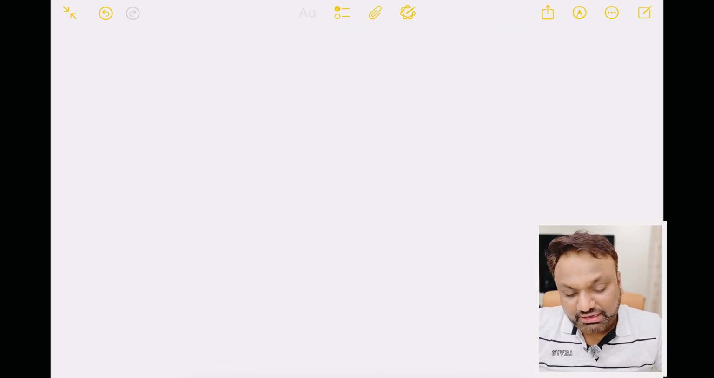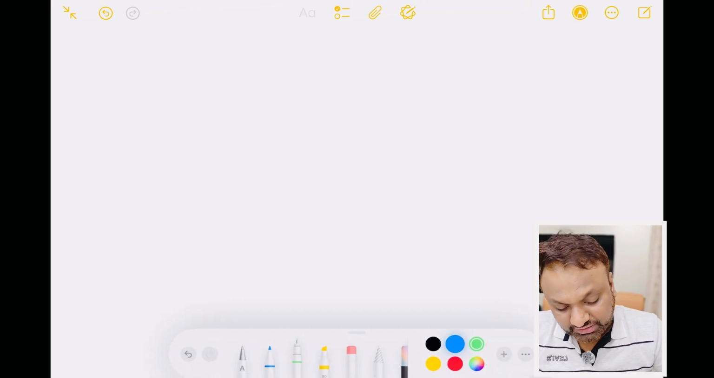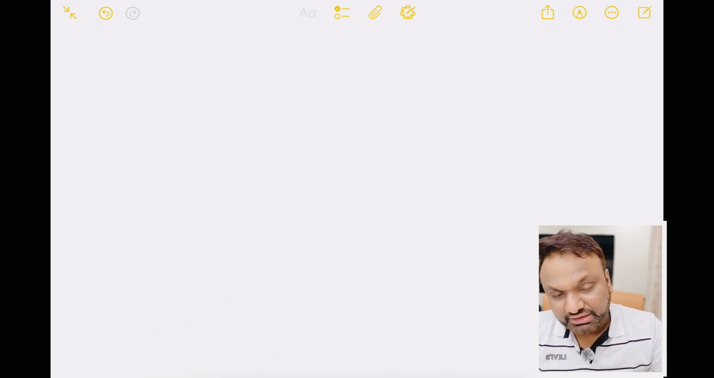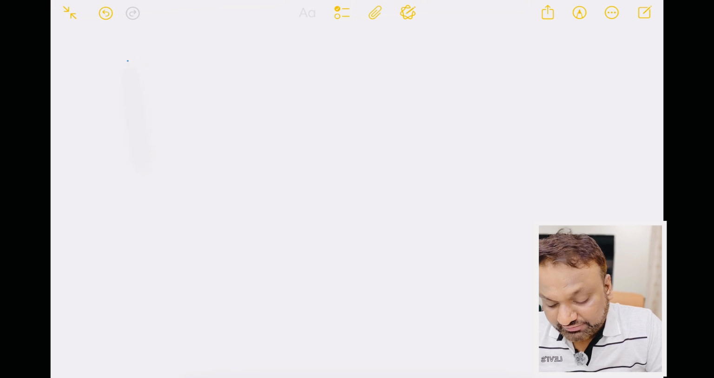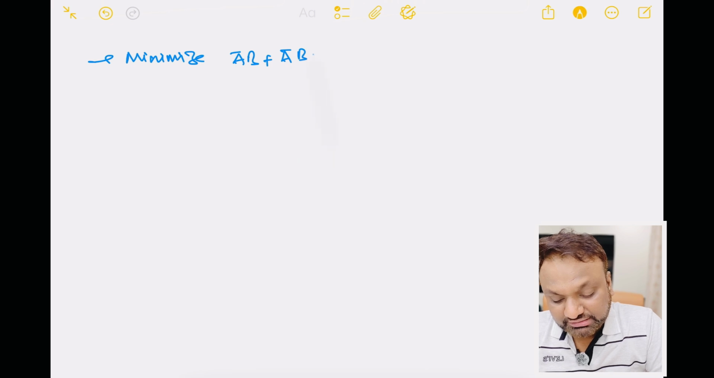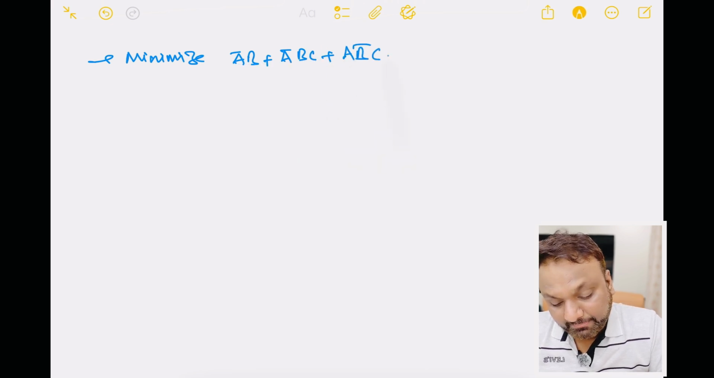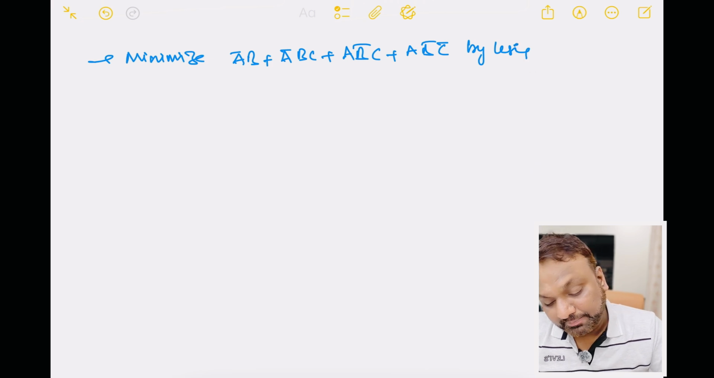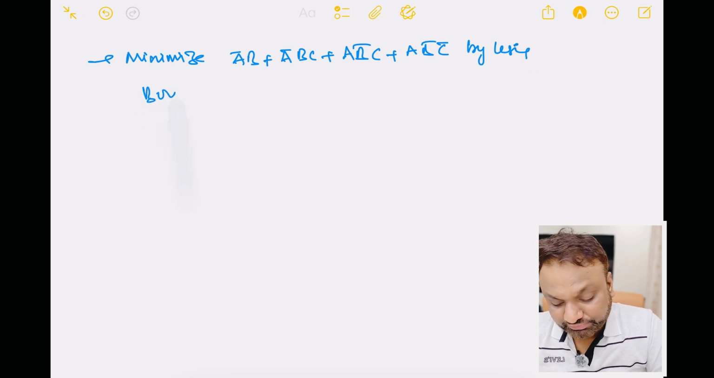Now, by combining all these things, let me work out some examples. Suppose we just minimize, let us take one equation: A bar B plus A bar BC plus A B bar C plus A B bar C bar, by using Boolean laws wherever applicable.